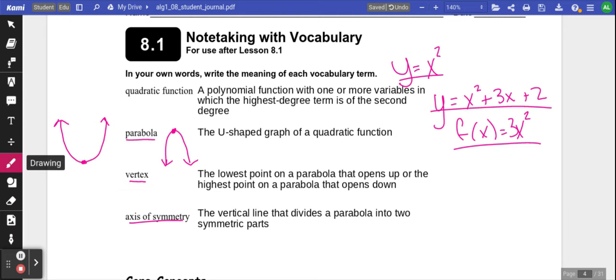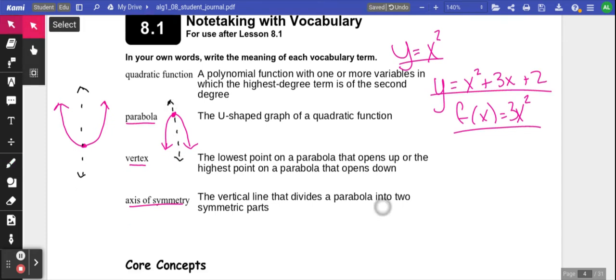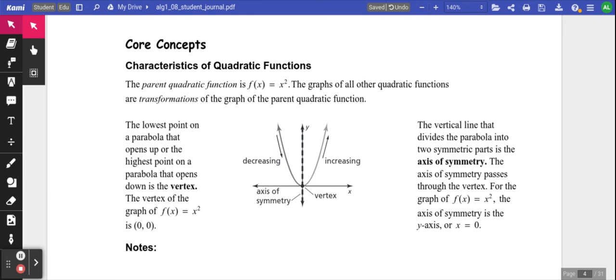And then an axis of symmetry, that's the vertical line that divides our parabola into 2 symmetric parts. So it's this imaginary vertical line that goes through your vertex. Okay, it cuts this parabola in half. And why don't I show you a picture that is a little bit better? All right, so we have our parabola, that's our U shape.